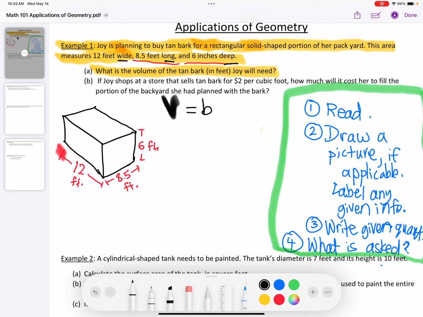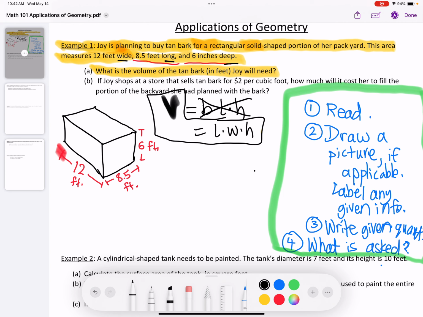I don't know. It doesn't matter. Base times length times height, or length times width times height. Sometimes we use base, sometimes we use height. You call these things whatever you want. They're just the dimensions. So part A is not so bad, I think. We just multiply the three numbers given together. The volume is, and it doesn't matter what order they're in.